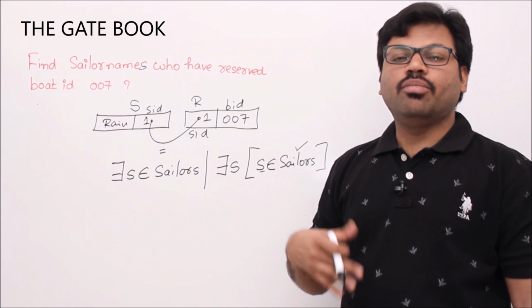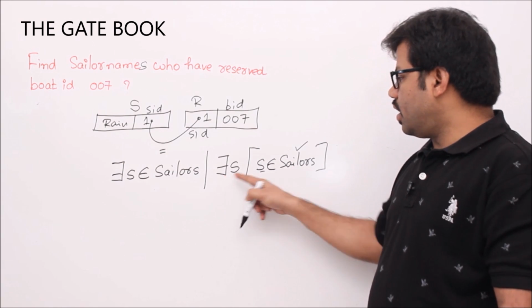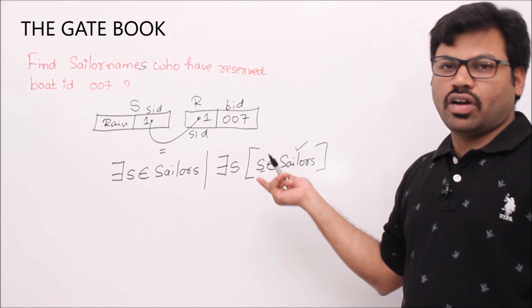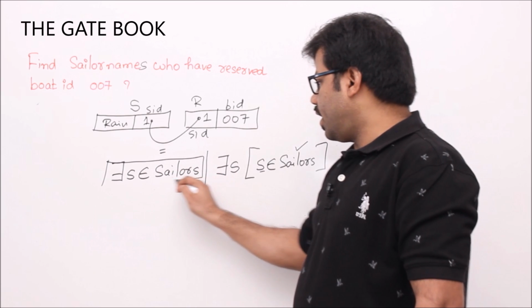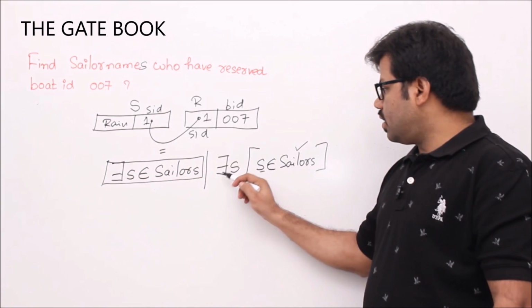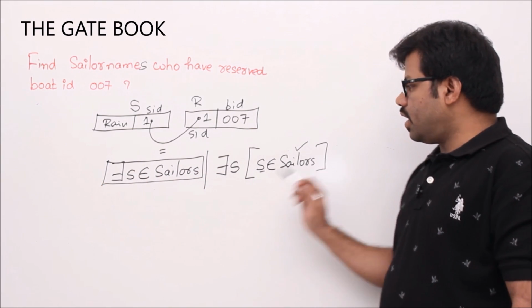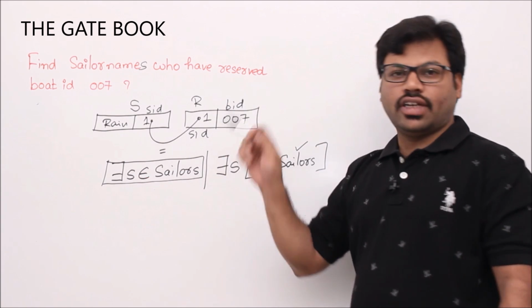What is that property? Belonging to sailors. That means there is some sailor. That means there is a tuple belongs to sailors. So that is nothing but this one. From now onwards I write like this, short form. There exists S such that S belongs to sailors is nothing but there exists S belongs to sailors.